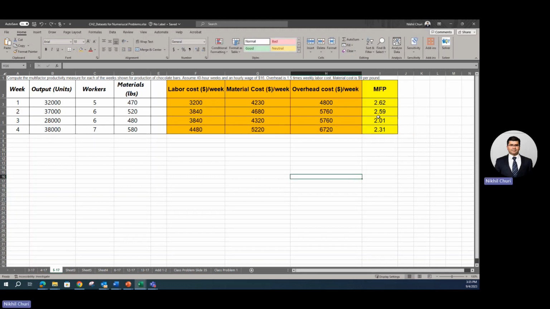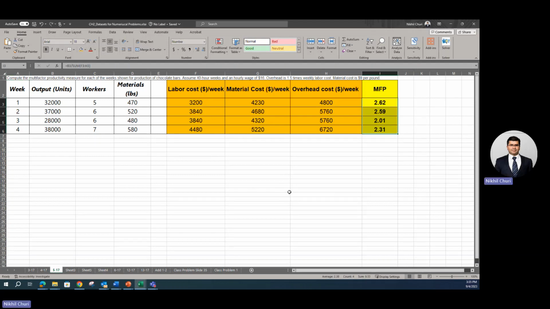So yeah, these are the answers I got for each week. So that's the question. There is no comparison asked. They didn't ask which one had the most or best. But looking at these numbers, it looks like my week 1 was giving me the most multi-factor productivity. So with this, we solved this part of the problem, that is computing the multi-factor productivity measure for each week. So this completes this problem.